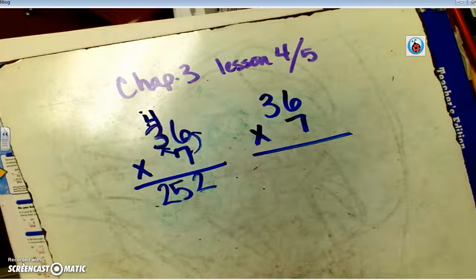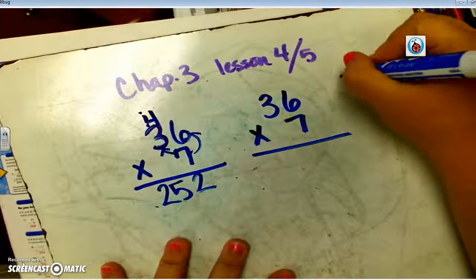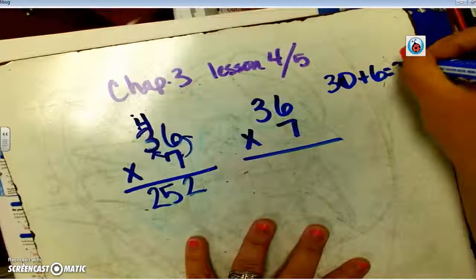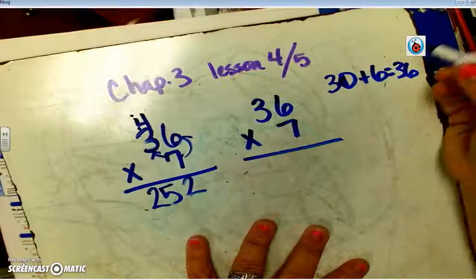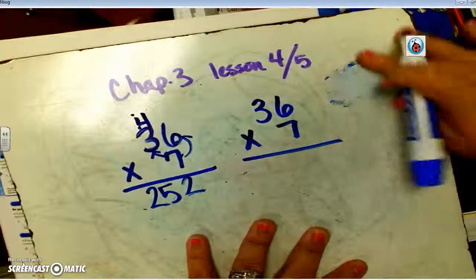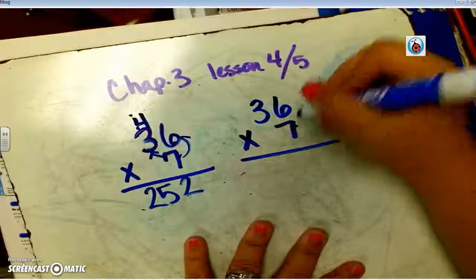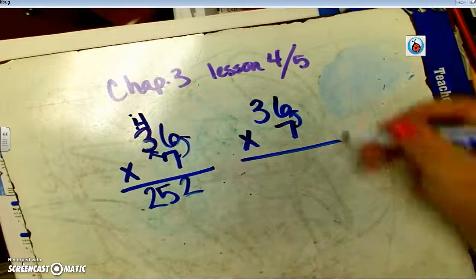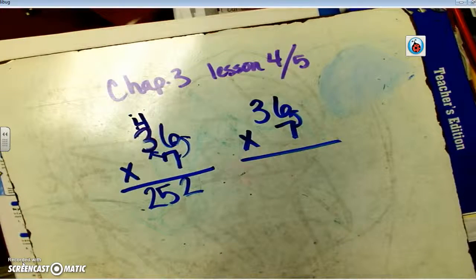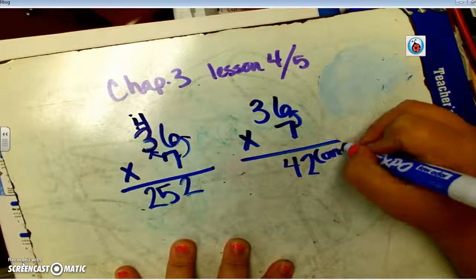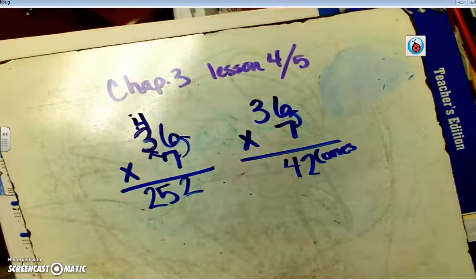Do you remember how we talked about the associative property of addition? We could say that 30 plus 6 is the same thing as 36, right? So we could break this apart into two separate pieces. I'm going to take 7 times the value that's in my ones place. So 7 times 6 is 42, and I'll just put it here in parentheses. I took that times my ones place because the 6 was in my ones place.